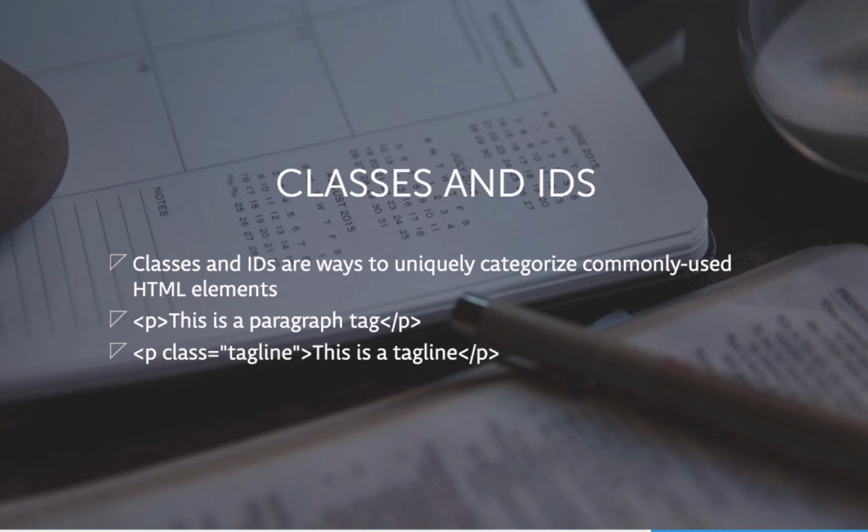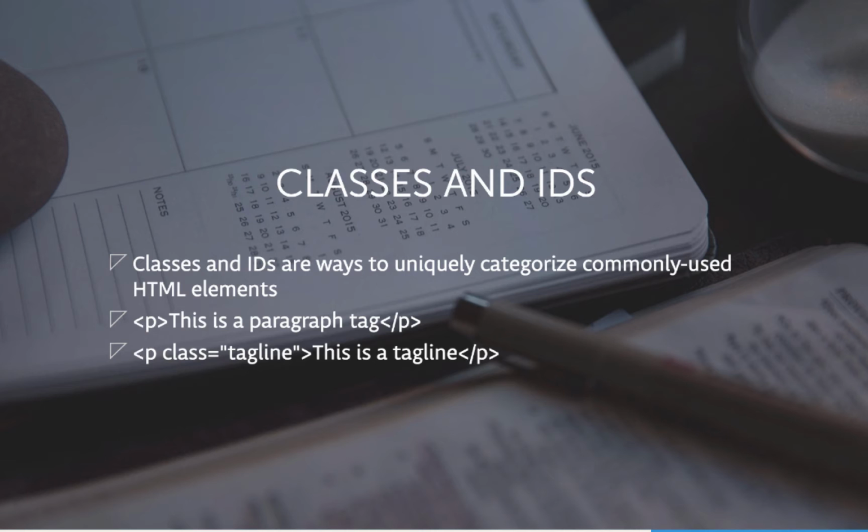I'll talk about classes and IDs really quickly, but this may not make sense until we actually introduce classes and IDs into HTML. So classes and IDs are attributes. These are optional attributes that can be added to any HTML element. They are ways to uniquely categorize commonly used HTML elements. So for example, the P tag, which is the paragraph tag, is a very commonly used element. You might use it a dozen times or 100 times throughout your website.